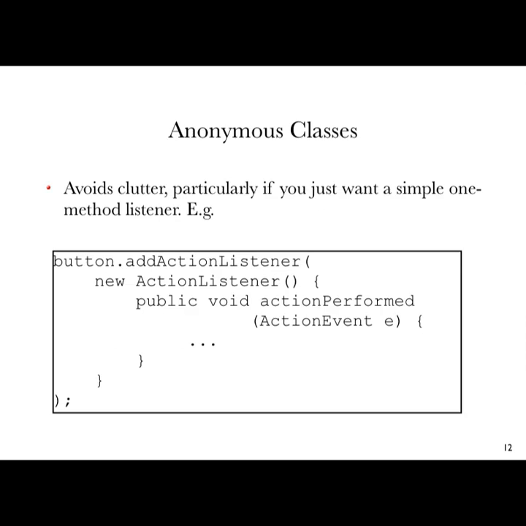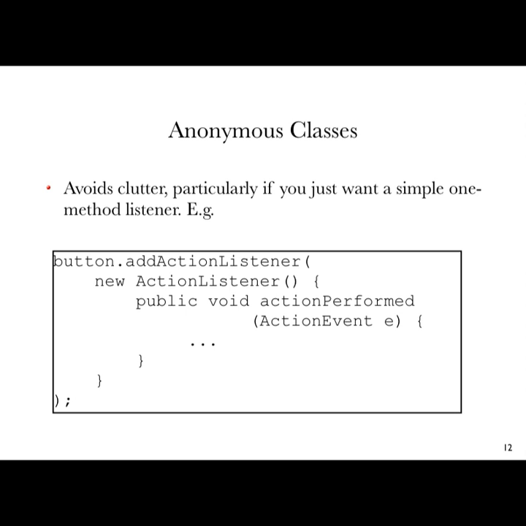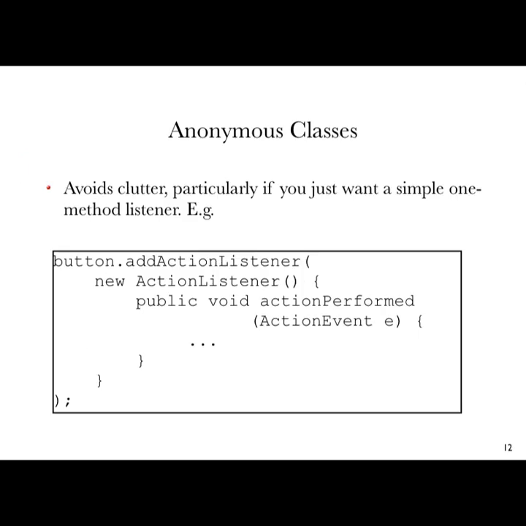And then you can do this anonymously. In the previous one, we'd given a specific name to it, but we might just create the class there. In the previous one, the panel extended, implemented the action listener, which doesn't make much sense really. It's just a place to put it. Whereas this makes, in a sense, a much more sensible way of doing it.